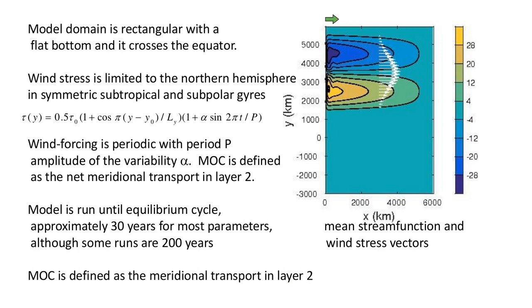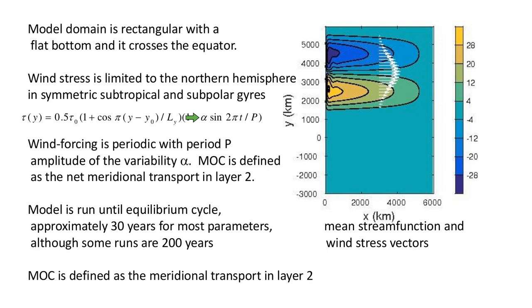My model domain is here. It's just a rectangle, 6,000 kilometers in zonal extent and 9,000 kilometers in meridional extent. The equator sits here, so I have 6,000 kilometers in the northern hemisphere. It's a flat bottom. The wind stress is just representing a subpolar and a subtropical gyre. They're symmetric here, given by this cosine function. Graphically, these little white vectors indicate the wind stress pattern, and it's independent of longitude. I've only shown it at this one location, but it's uniform in longitude, and it's modulated with a period P and a non-dimensional amplitude of alpha.